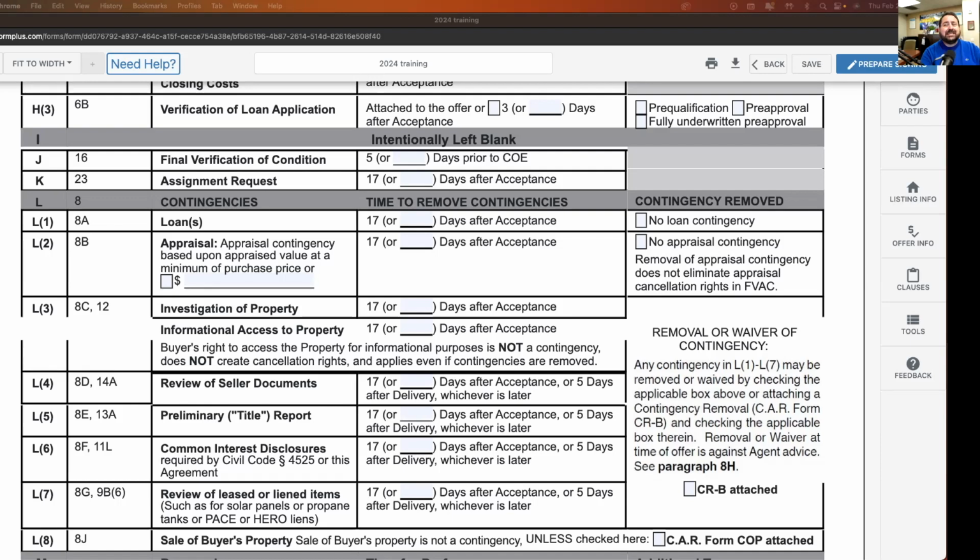Now, with things like loan, if you do qualify, for example, and this is one of the conversations I have quite often with agents is, well, we've removed all our other contingencies, but we still have loan. So we're good, we could cancel. And that's not necessarily the case. The loan contingency itself is very specific that you can only invoke the loan contingency to cancel if they don't qualify. If they don't qualify.